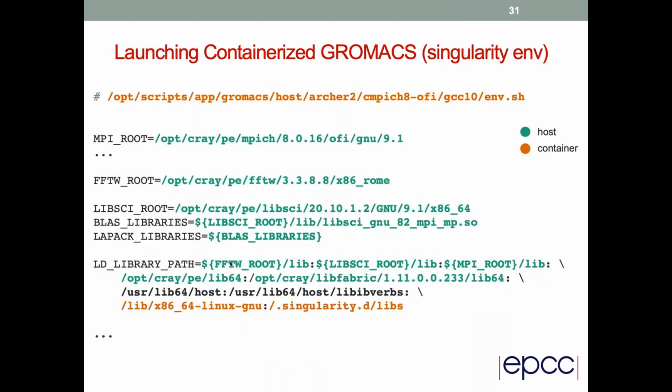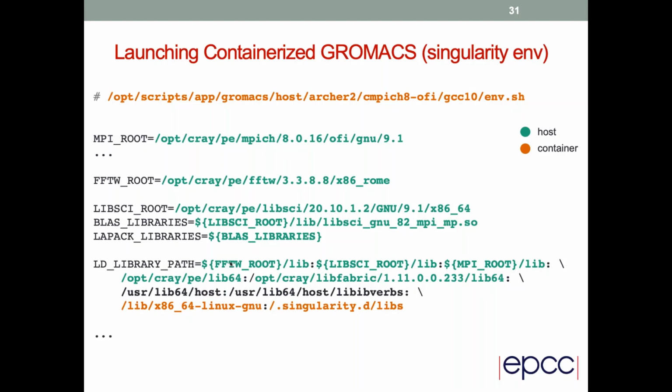So you may be wondering what actually is in the environment script. Well, here are the gory details. You can see I've got the path to my MPI library that starts /opt/cray, and then the LD_LIBRARY_PATH at the bottom of the script is set up. So I've got the paths to the FFTW library and libsci, which is the linear algebra library, MPI root. And then I've also got paths to some InfiniBand verbs, which is a low-level communications interface.